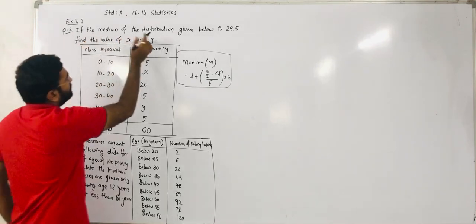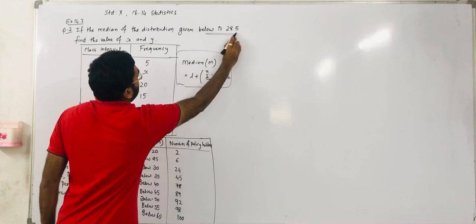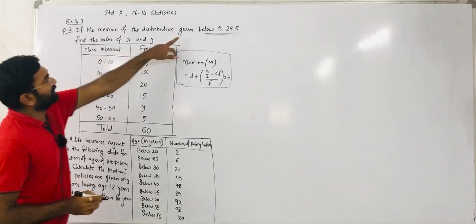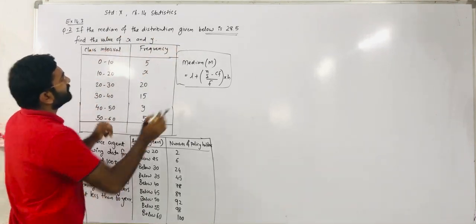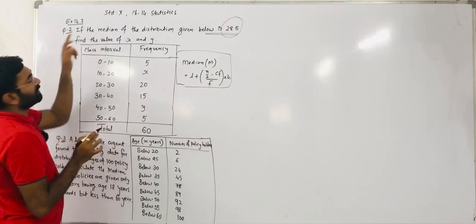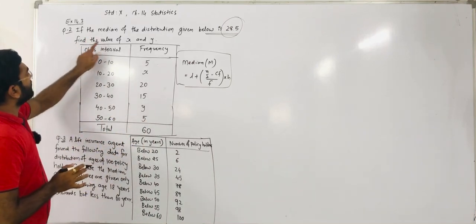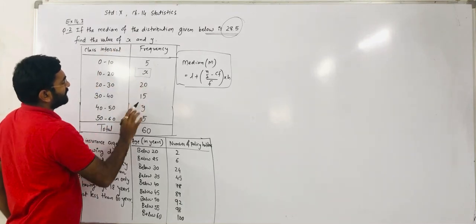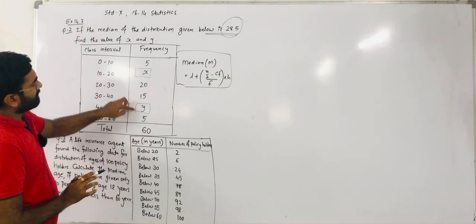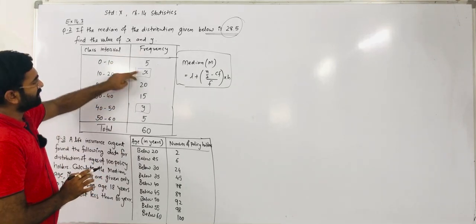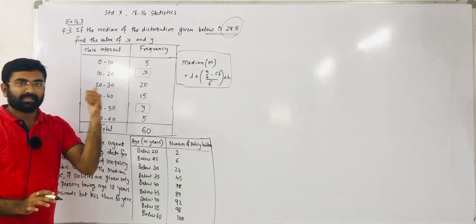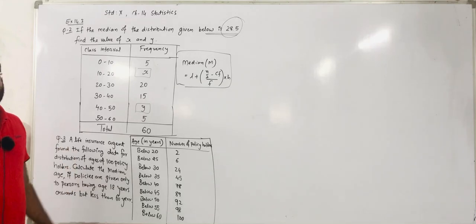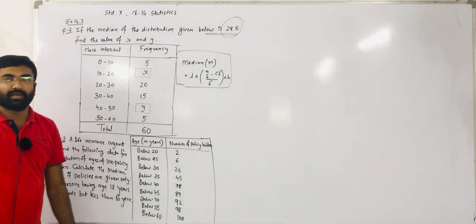If the median of the distribution given below is 28.5, the distribution is given in a table, and the median value is 28.5. They already give the median value in that question. They ask to find the value of x and y. In this distribution, x is here and y is here. Those x and y values are missing frequency values, which are not given. So this type of sum is called the missing frequency type sum. So we have to find those two missing frequency values, x and y.